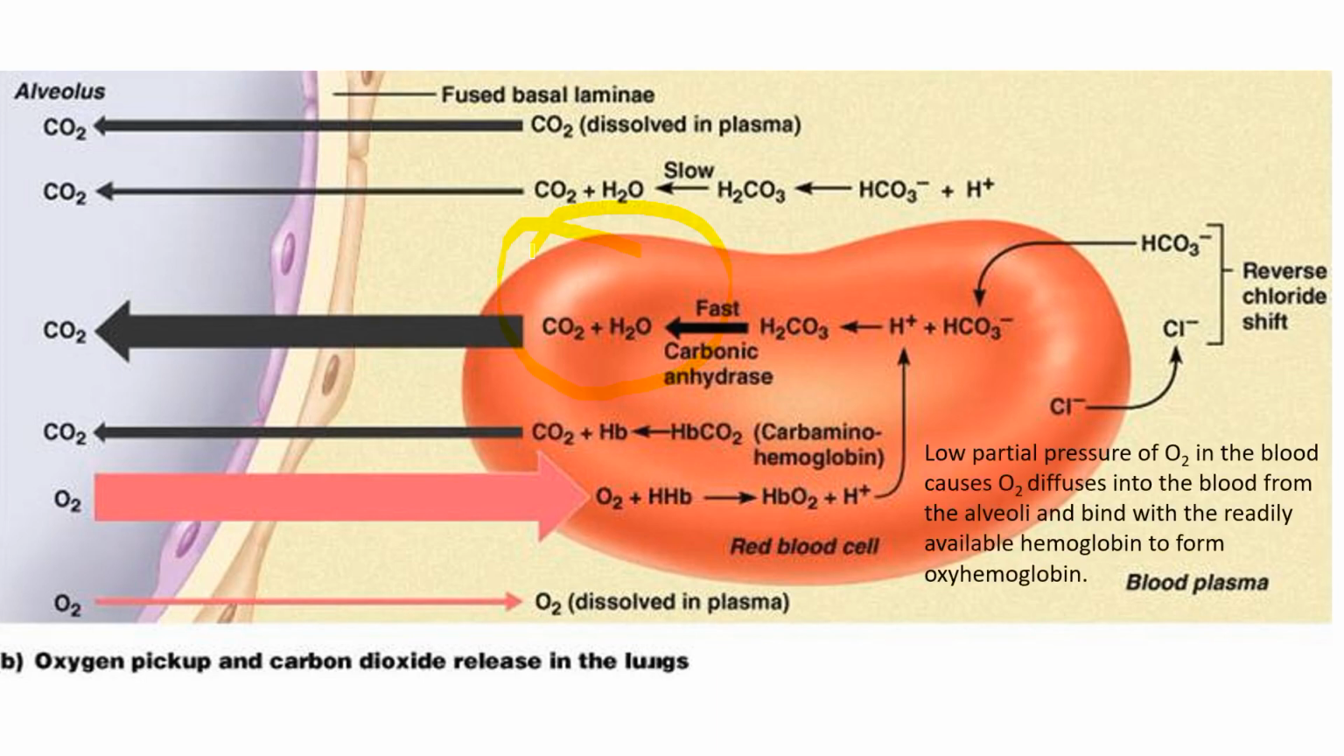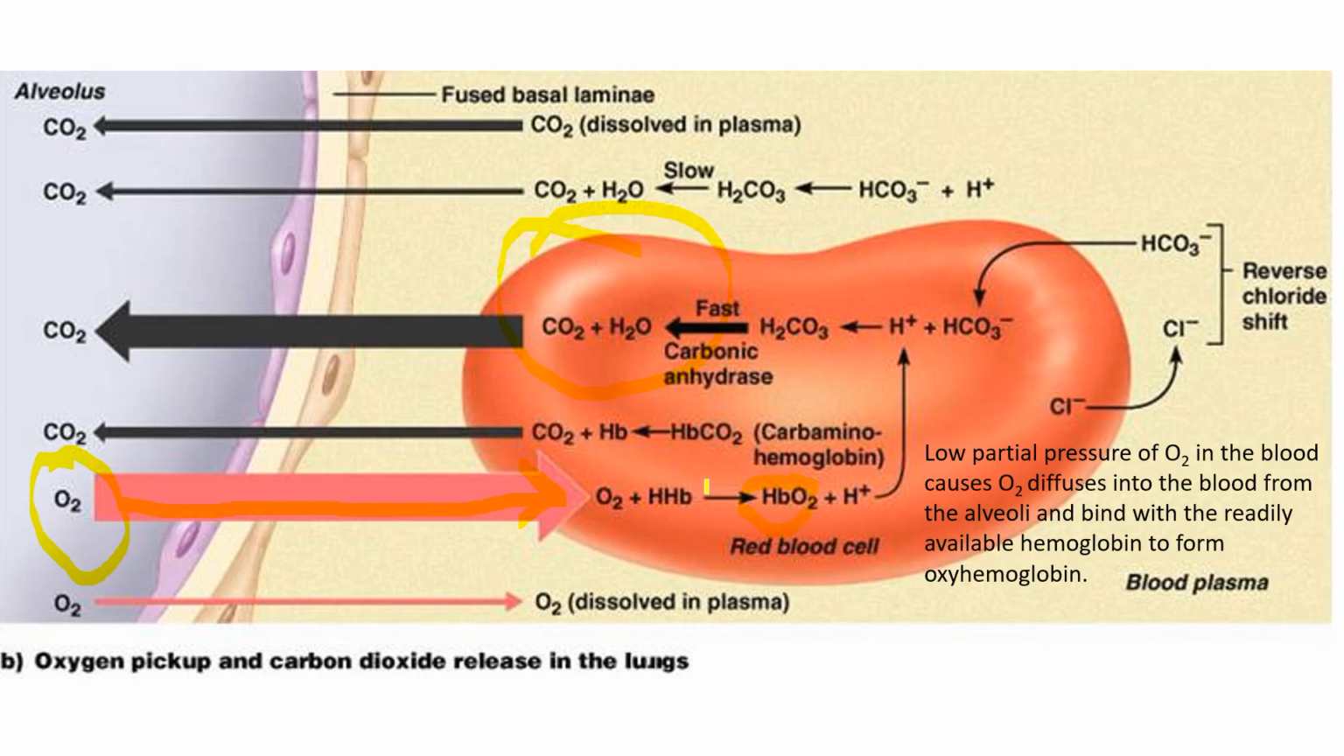Now the low partial pressure of oxygen in the blood causes the oxygen to diffuse into the blood from the alveoli. You can see here, this is the alveoli. So the oxygen diffuses into the blood because of the low partial pressure of oxygen in the blood, and the oxygen will bind with the readily available hemoglobin to form oxyhemoglobin. So this is the oxyhemoglobin.